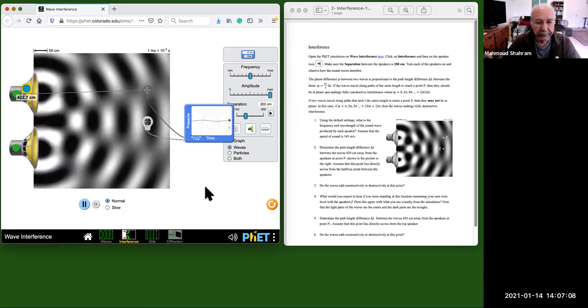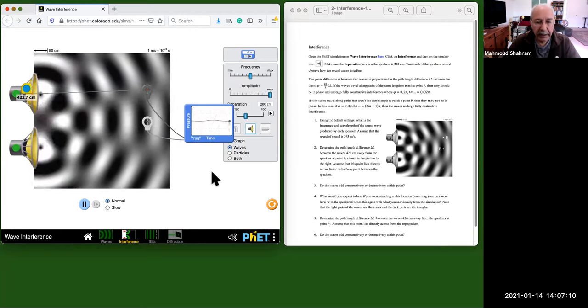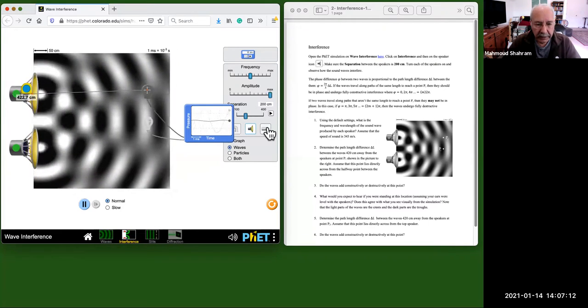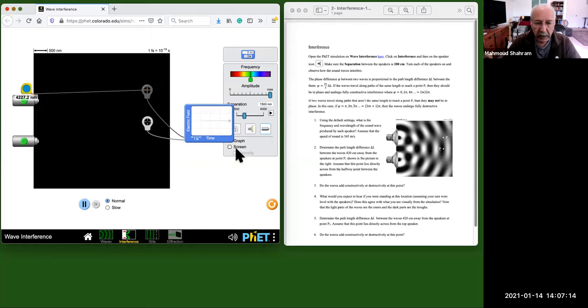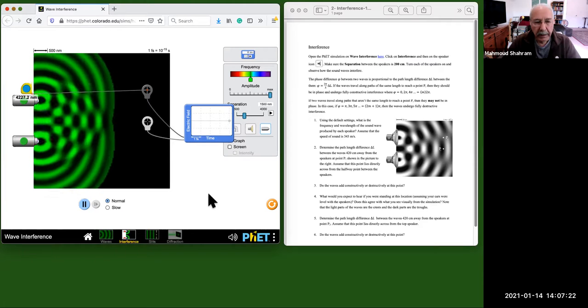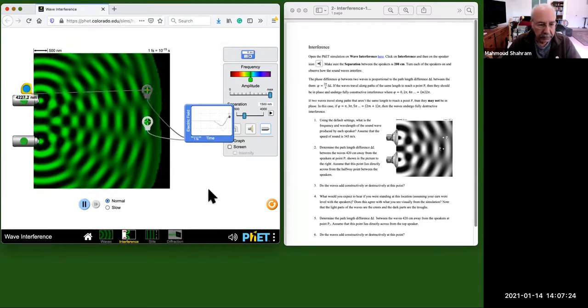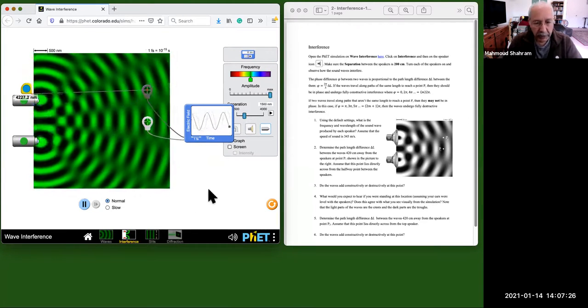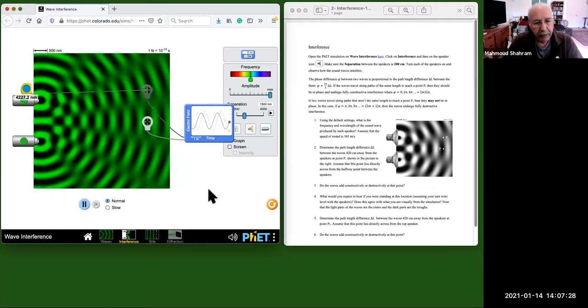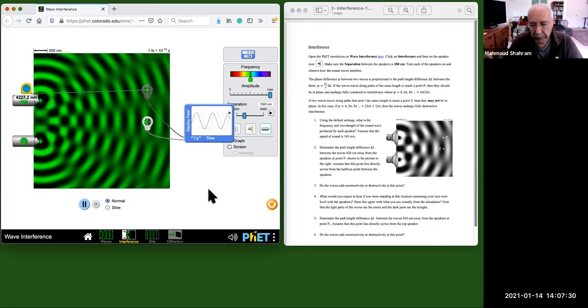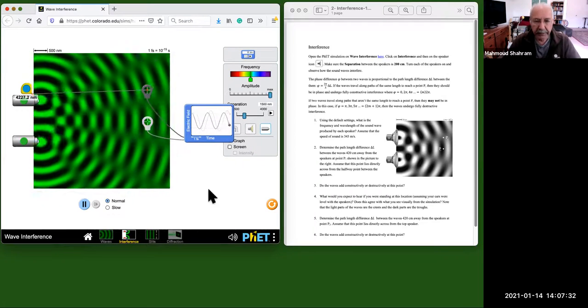Okay, so go ahead and try that. You can also try the light waves and find out what the points are and what the wavelengths are and so on. So answer the questions on this handout.